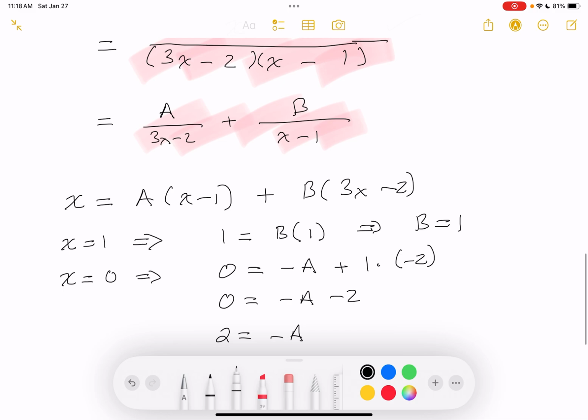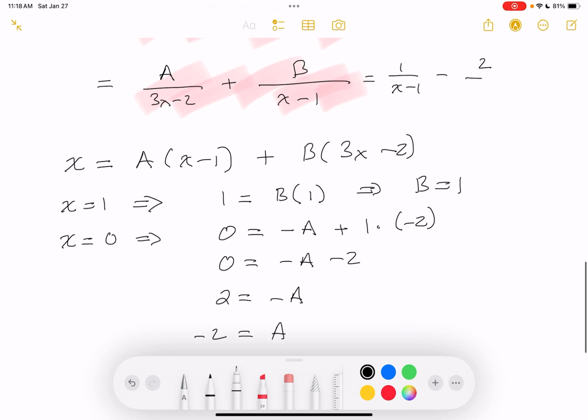So I think I know what this is now. And what do you get over here? Well, let's see. B was 1. So I'm going to write it as 1 over x minus 1. And the b was minus 2. I'm sorry. The a was minus 2. Sorry about that.